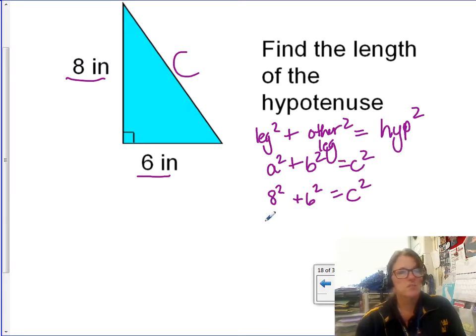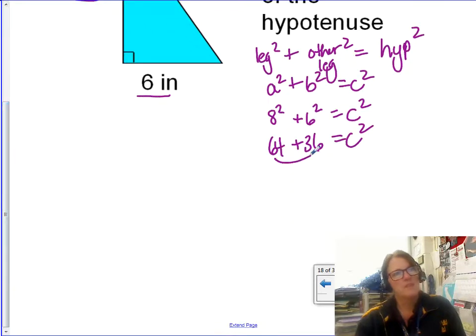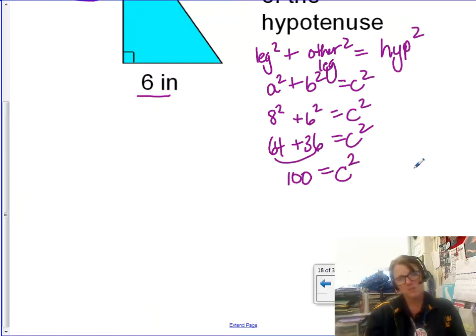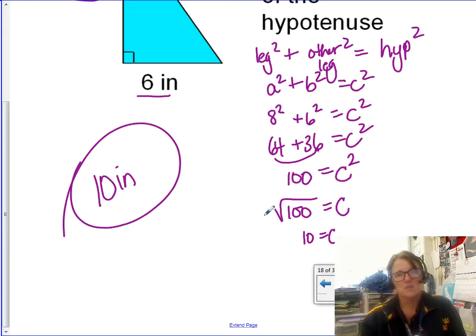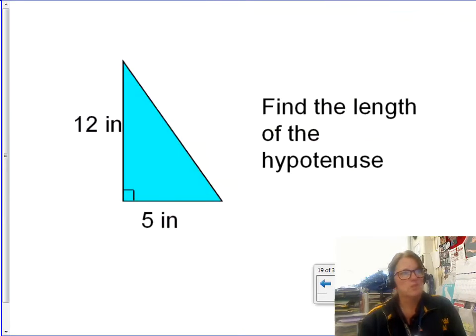Here's where it's important to have memorized these perfect squares. 64 and 36 is c squared. These two together give me 100. So now I'm telling you that some number c times itself is 100. In other words, c is going to be equal to the square root of 100, which is 10. Bingo. This particular one has a label of inches, so the hypotenuse is 10 inches. There you go. Let's try another one.